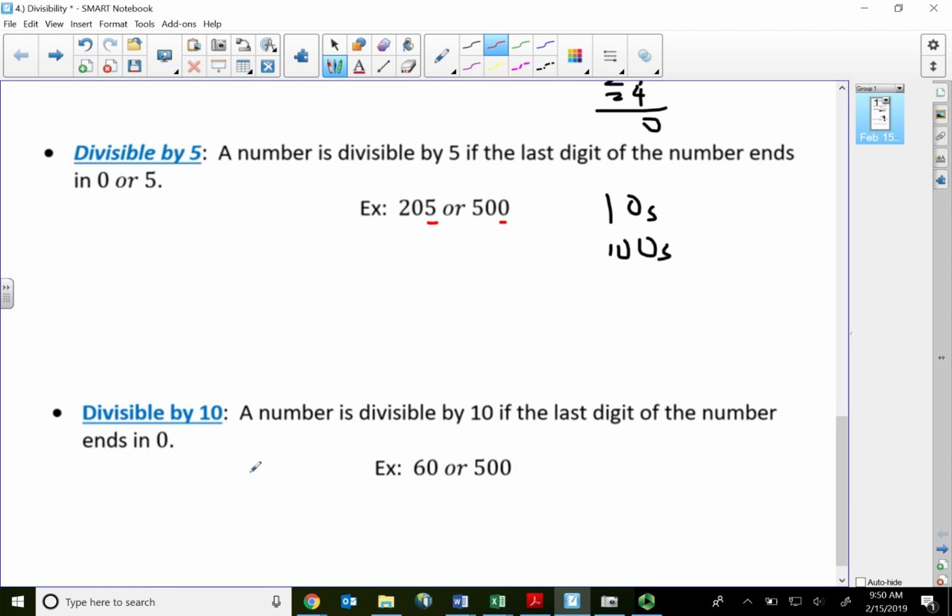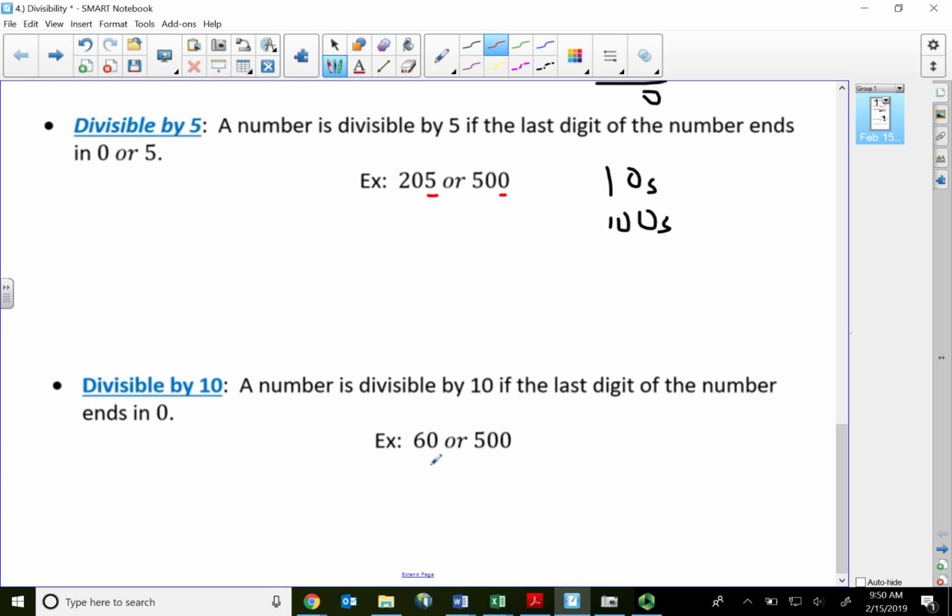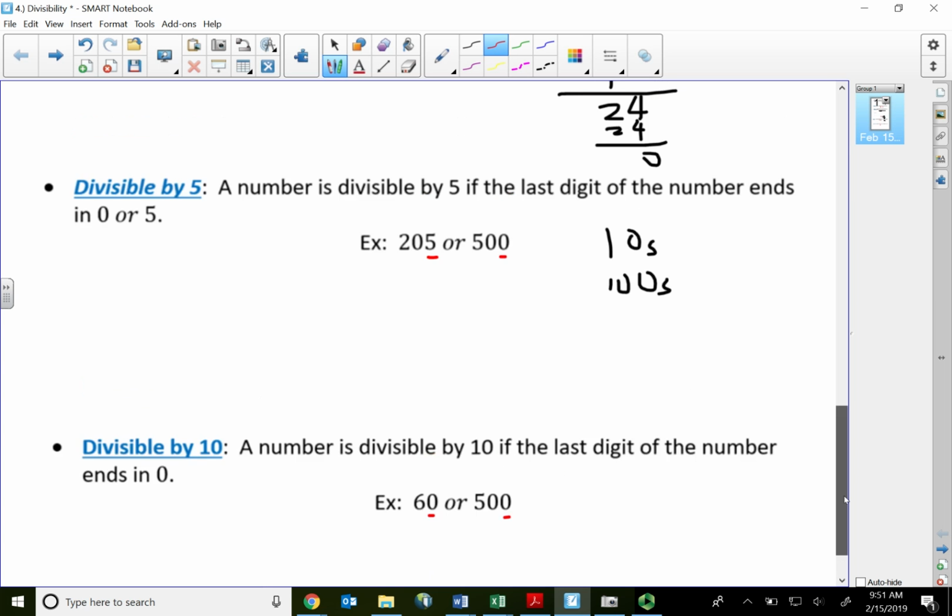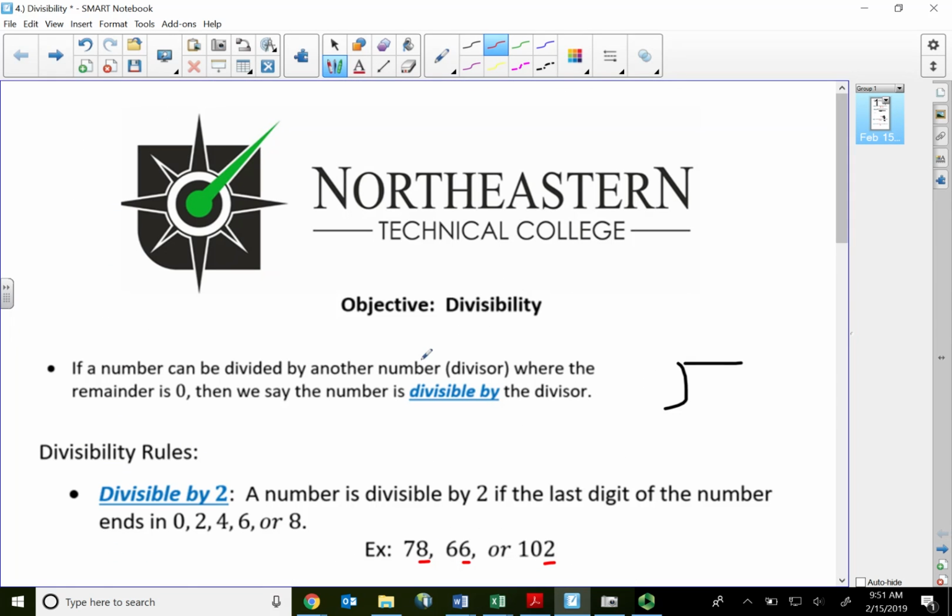Divisibility by 10 also looks at the last digit, but the last digit has to end in 0. Most people probably remember this rule from growing up. So 10 can go into 60, and 10 can go into 500, because both of these numbers end in 0. Once again, learning divisibility can definitely help us when it comes to reducing or simplifying fractions.